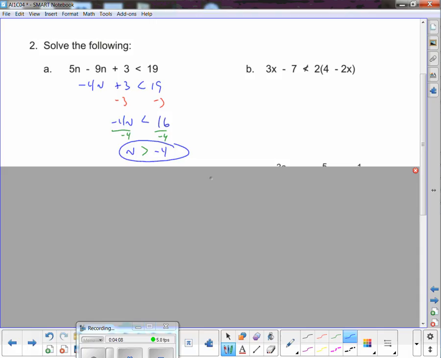Now look at B. B has what I like, negation. How would you approach this problem? Somebody raise their hand and tell me how you would approach this problem. Andrew? Okay, so Andrew's going to get rid of the negation right off the bat. I think that's the best way to approach the problem. Get rid of the negation right away, and then you're dealing with a regular inequality.